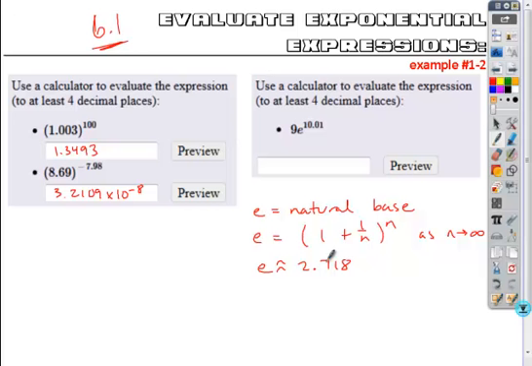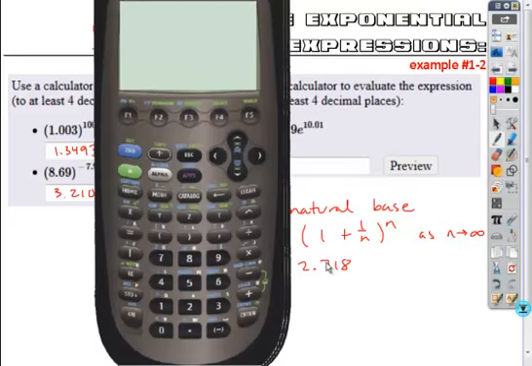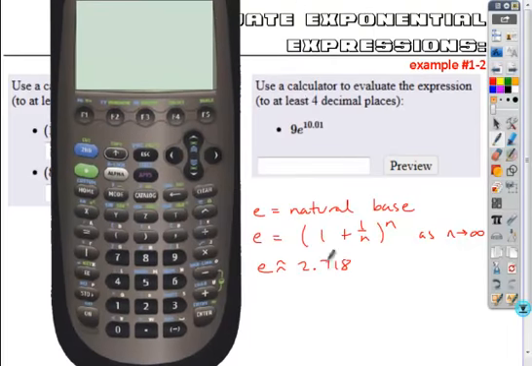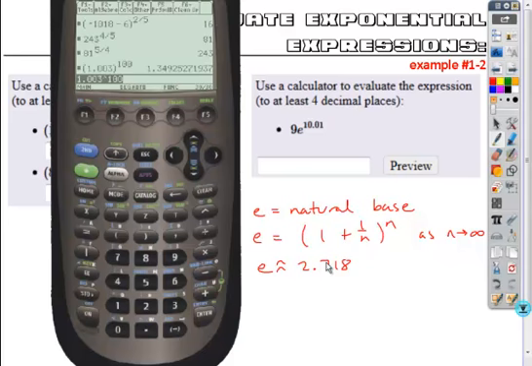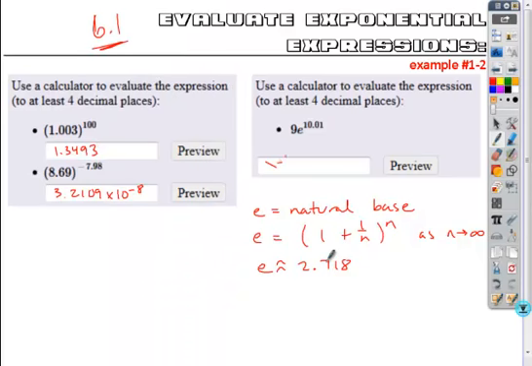When you are evaluating on your calculator, on the TI-89, the natural base is located right here above the x. So you would type this in as 9 diamond x gives you e to the power of, and then 10.01. And that gives you your solution here, 200,230.5191. So 200,230.5191, and that would be your solution.